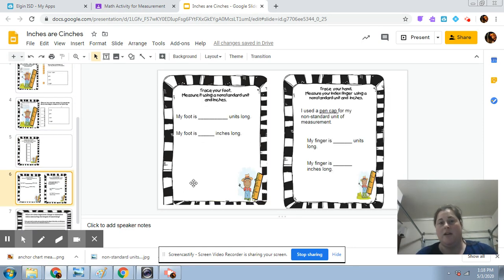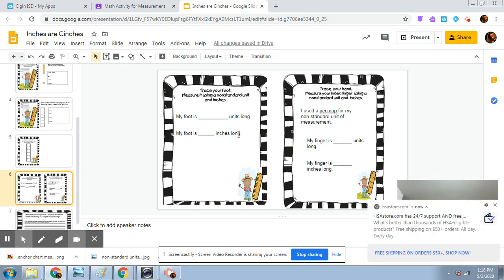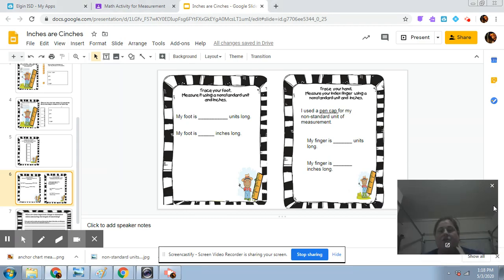This is the fun one, but I just want to say before you start measuring, make sure you have a longer piece of paper, and then go ahead and measure. So for instance, it says trace your foot, measure it using non-standard units and inches. I would suggest using the same non-standard unit for your foot and your hand, because the next page says trace your hand using the same thing, using a non-standard unit and inches.